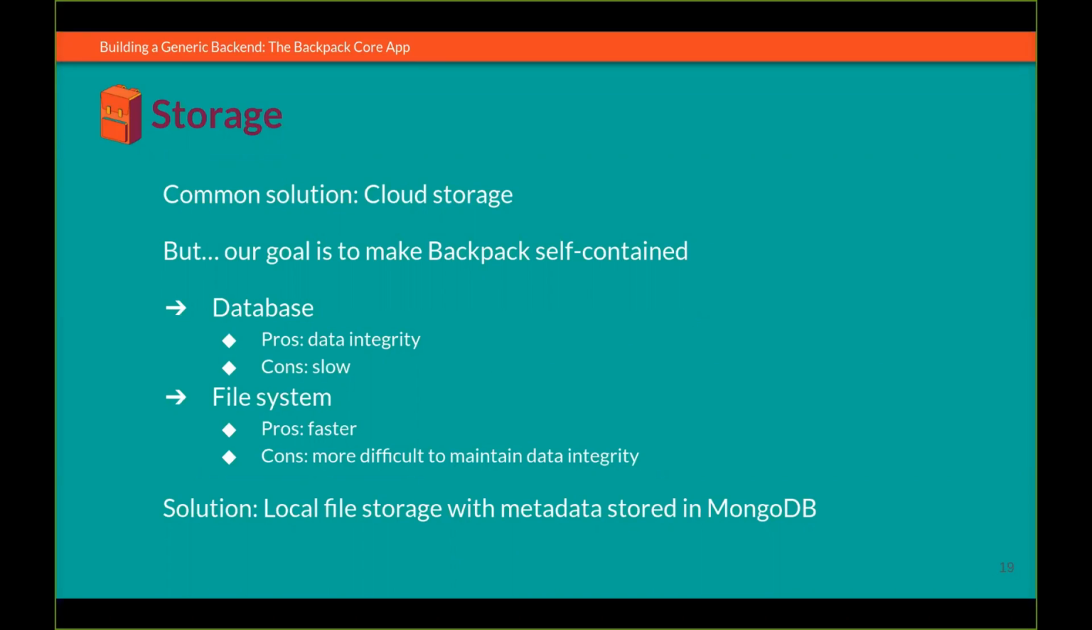There are two common approaches to this. The first is to store files in a database. This provides data integrity, however, accessing files can be slow. The second approach is to use a file system. Storing and retrieving files in a file system is faster than using a database, but maintaining data integrity is more difficult because metadata can't be stored with the file. We considered these trade-offs and decided to go with the latter approach. We store files in the local file system and metadata for each file in a database collection.